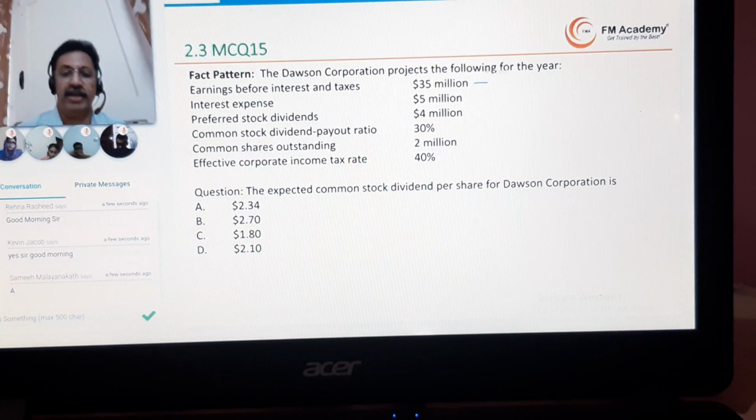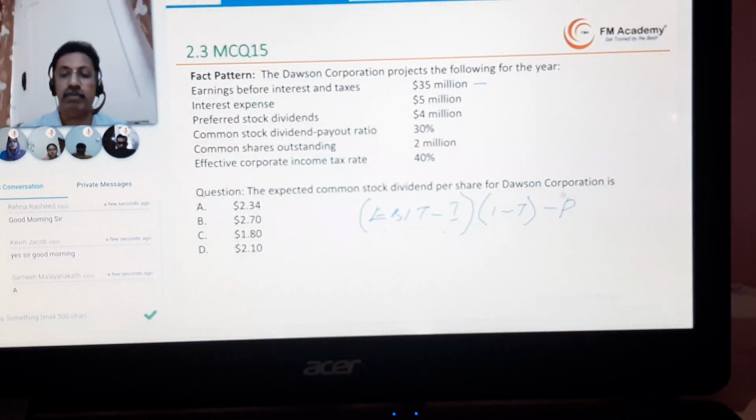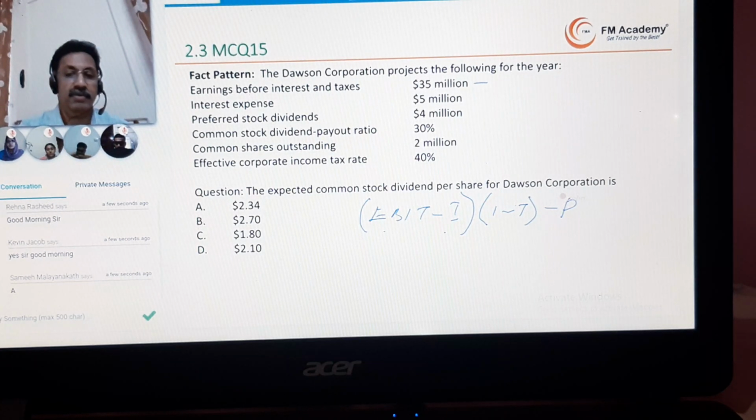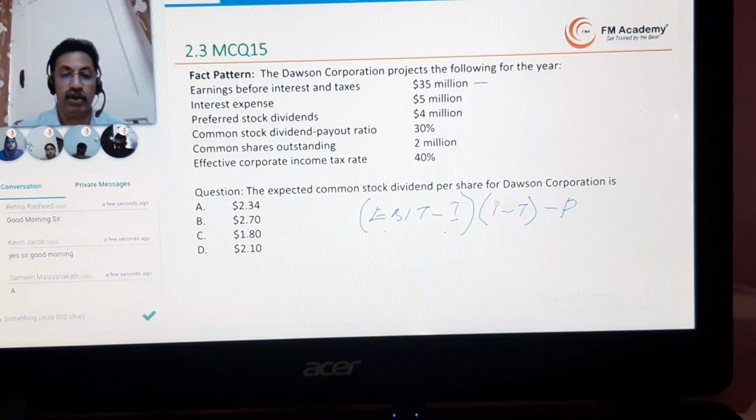So here 35 million is the earnings. This is the EBIT. So EBIT minus interest expense, this is what attracts tax, right? This is the earnings before tax. Into 1 minus tax rate is the after tax profit. From there you will be giving out the preference dividend, right? So here this is the earnings per share, earnings. This is the total earnings, right? But out of that you will be giving, this is the total earnings available to the equity shareholders.